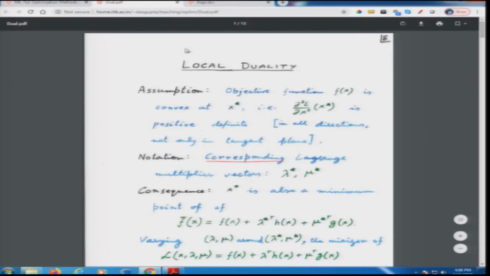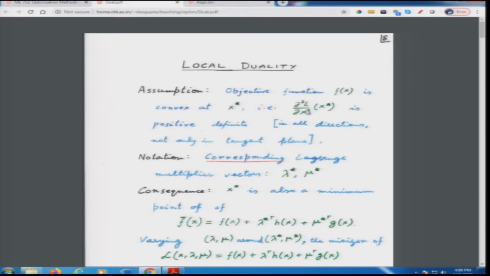First of all, the basic assumption of local duality or Lagrangian duality is that the objective function, well, not really the objective function, the Lagrangian. Okay. This should be the Lagrangian. The Lagrangian function is convex at the minimum point. This is actually not necessary so far as the second order necessary conditions are concerned. According to the necessary conditions, only this much is necessary, that the Lagrangian should be convex in the tangent subspace of the constraints, active constraints.